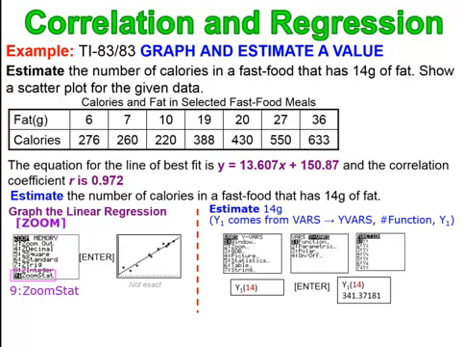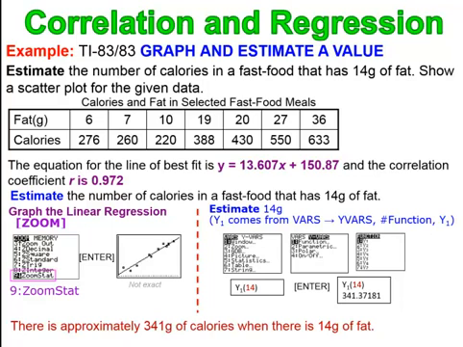Once you hit enter, it's going to give you that value for that equation. So in this case, we would expect 341 calories when we have 14 grams of fat. So that's how you would do a predictive value using the calculator.